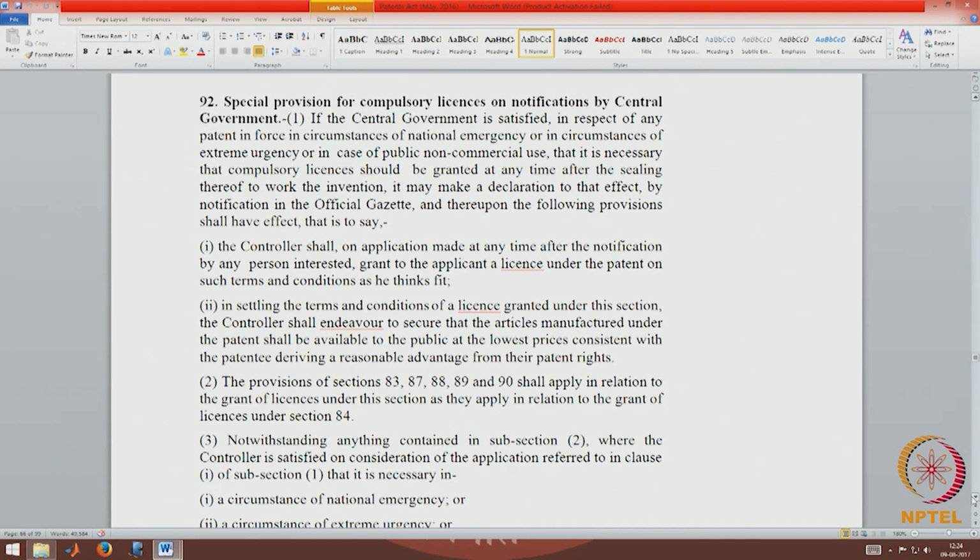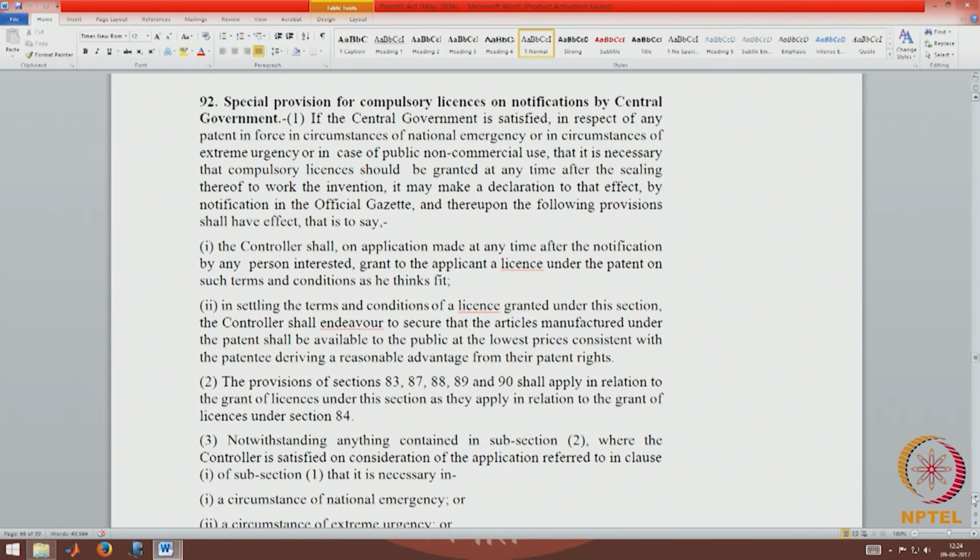Now let's look at the details. 92.1. If the central government is satisfied in respect of any patent in force in circumstances of national emergency, that's the first condition, or in circumstances of extreme urgency. Now, what is a national emergency and extreme urgency? We will look at that soon. Or in case of public non-commercial use, that it is necessary that compulsory licenses should be granted at any time after the sealing. Again, the word sealing should be read as after the grant thereof. To work the invention, it may make a declaration to that effect by notification in the official gazette, and thereupon the following provision shall have effect, that is to say.